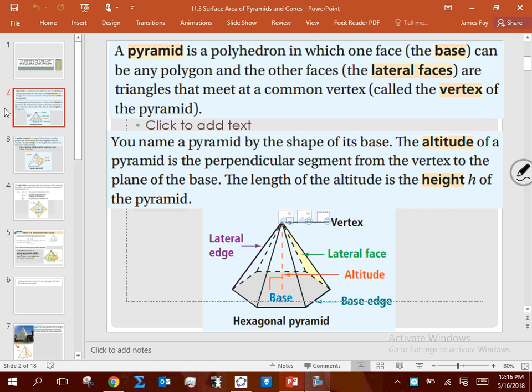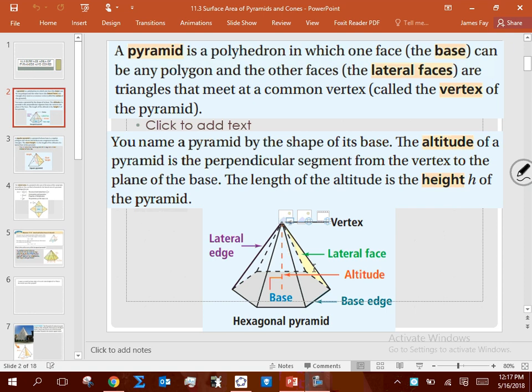Okay. Now there's a couple other things on there. Lateral edge. That's where two triangles share a side. So that's a lateral edge. This is a lateral edge, and so forth. Obviously, lateral faces are all of the triangles. Any one of the triangles is called a lateral face.